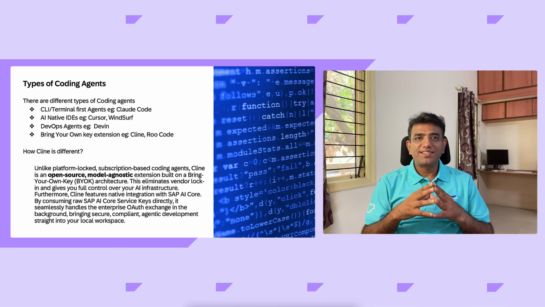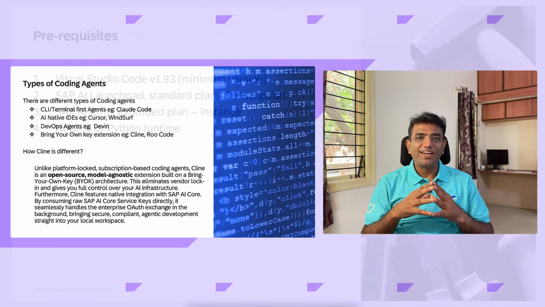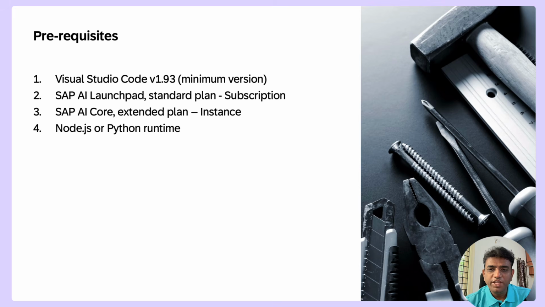Cline natively accepts raw SAP AI Core service keys and manages the enterprise OAuth exchange natively in the background. To get started, we need the prerequisites such as having Visual Studio Code installed on your local machine, having a subscription to SAP AI Launchpad, an instance of the AI Core extended plan, and a Node.js or Python runtime depending on the project that you want to create.